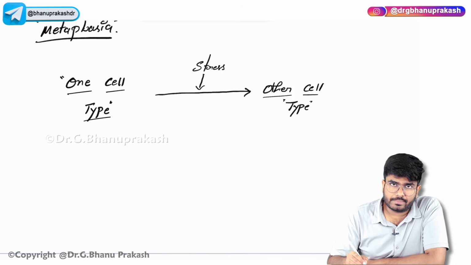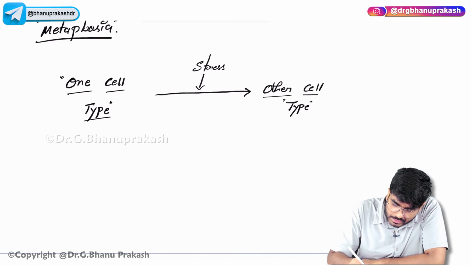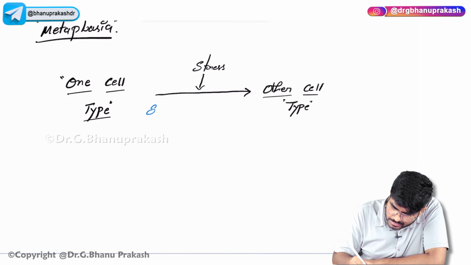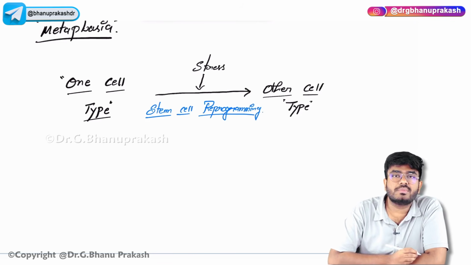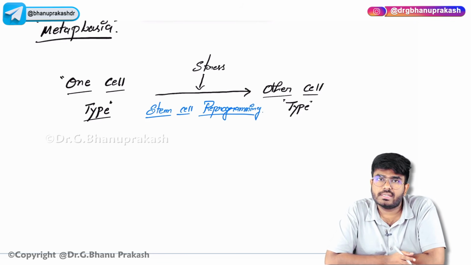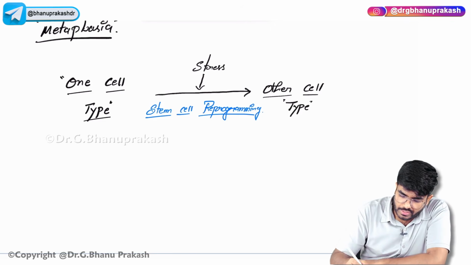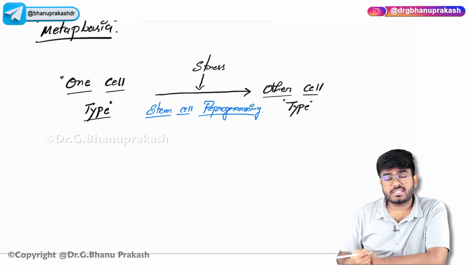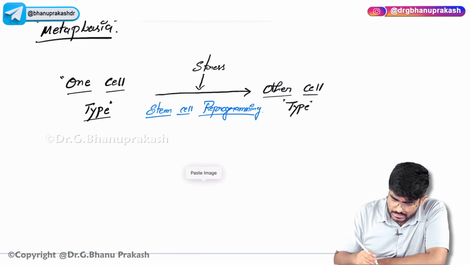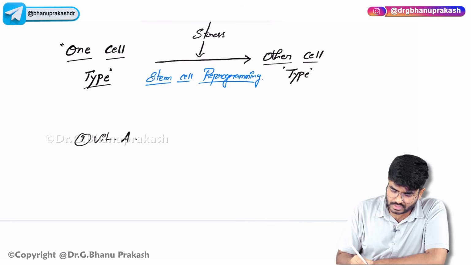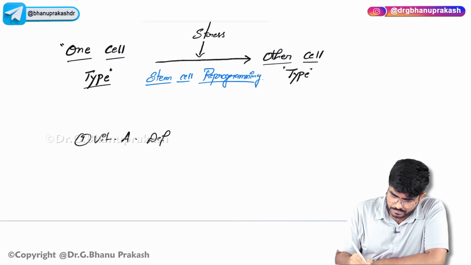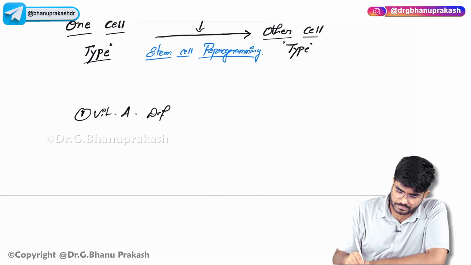So what is the mechanism underlying this? The mechanism underlying metaplasia is an MCQ. It is stem cell reprogramming. Due to the process of stem cell reprogramming, one cell type is changing into the other cell type. Now, where or when will you see such metaplasia? Metaplasia is associated with which vitamin deficiency? See, this is the question asked. Vitamin A deficiency. So vitamin A deficiency is associated with metaplasia.